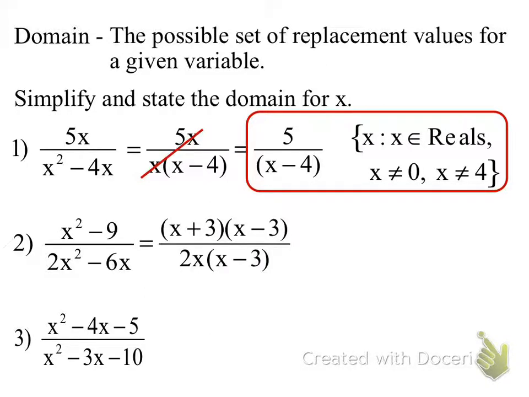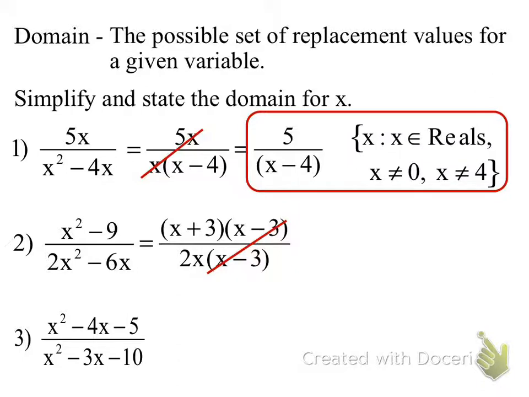Now, here's something I want you guys to think about. First, I can cancel the binomial x minus 3. Now notice, I'm left with one binomial and the term 2x. I repeat, I cannot do this. Look, you can't take a piece of a binomial. Got it? Also, at this point, tell me about my domain. State the domain. Evan.